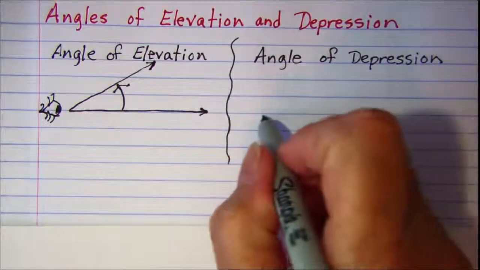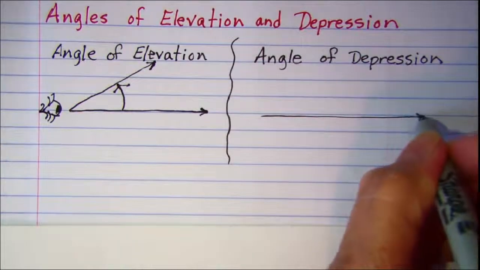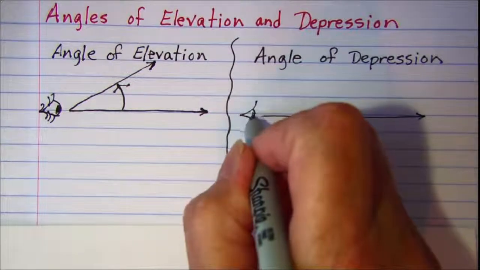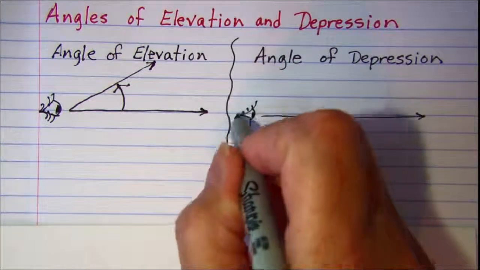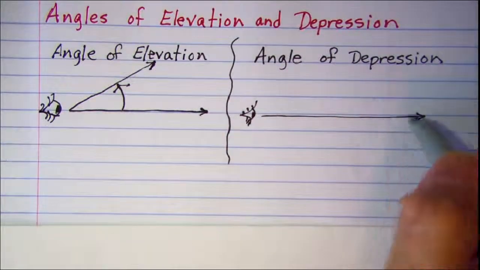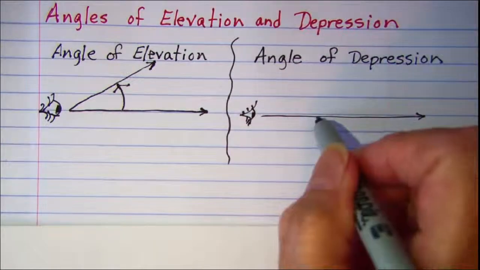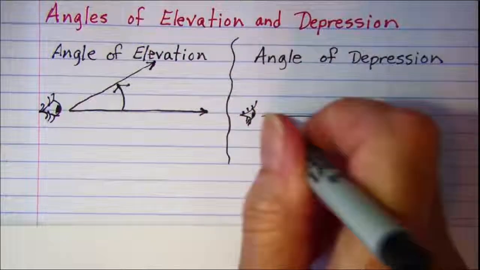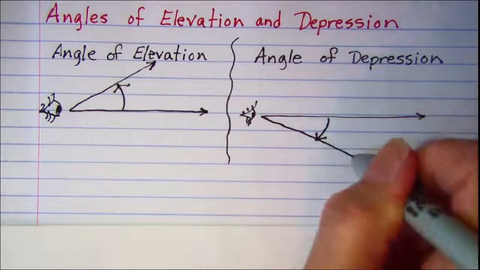For the angle of depression, let's again start with the horizontal, and here's your eye level. From the horizontal, for an angle of depression, you want to go down. So our angle of depression would be here.